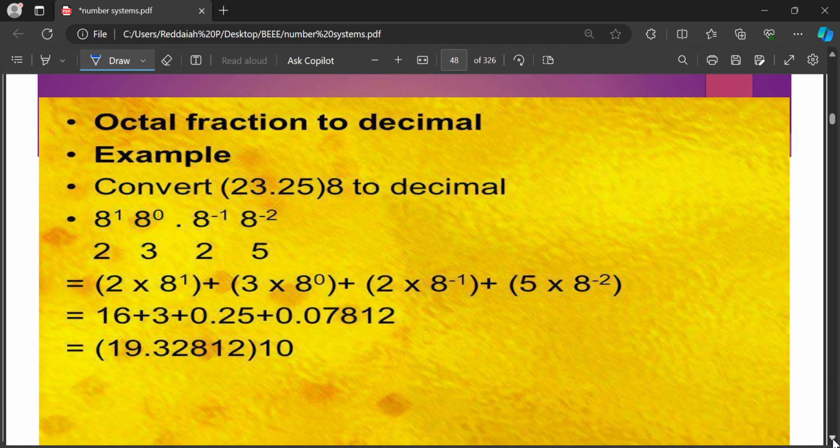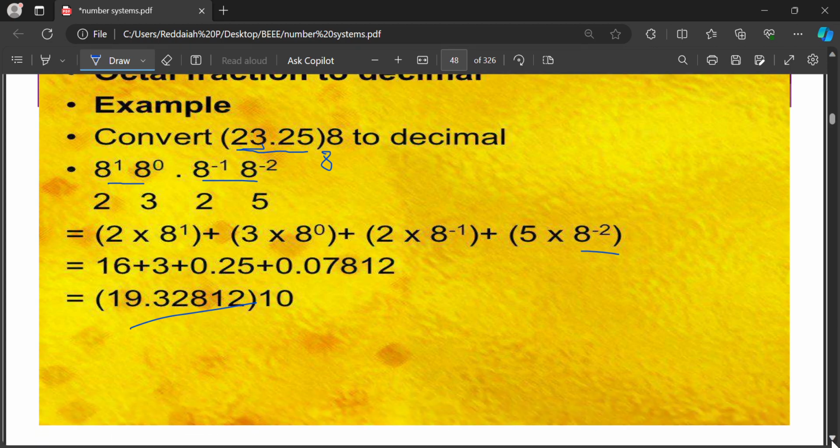Now you can see the example, octal fraction to decimal. The octal number is 23.25, base 8. To convert to decimal, for the integer digits we multiply with 8 power 0, 8 power 1, whereas for the fractional digits we consider 8 power minus 1, 8 power minus 2. So for 23.25, we multiply 2 with 8 power 1, 3 with 8 power 0, plus 2 into 1 by 8, and 5 into 1 by 8 square. You can write it like that. After that you can convert, that is, fractional octal to decimal number.